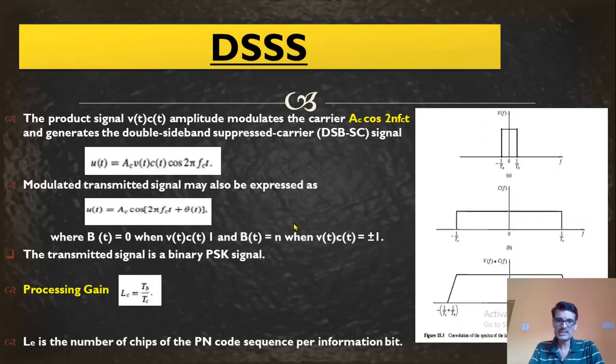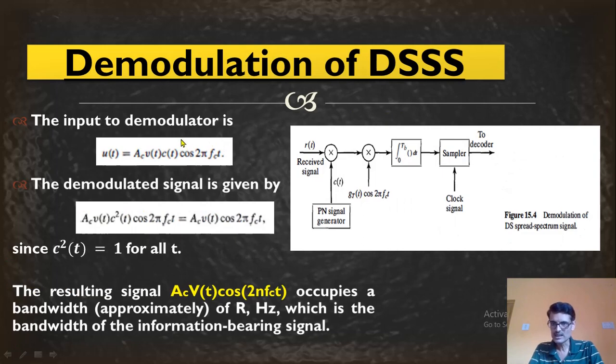Now we modulated the signal, we got this particular signal, or maybe this signal we got after modulating by the PSK technique. From this signal again we have to get back the original signal, original data, that is your V of t. How to generate or how to demodulate the DSSS? This is the simple block diagram.